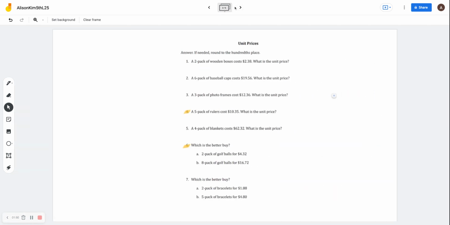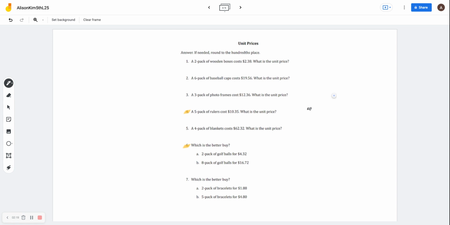Next, we're going to go with unit prices. Let's do 2 problems for this one. Number 4 states, a 5-pack of rulers costs $10.35. What is the unit price? So when it's asking for the unit price, it's the same thing, how much it costs for 1 pack of rulers. So if a 5-pack of rulers costs $10.35, we're going to have to divide $10.35 by 5.